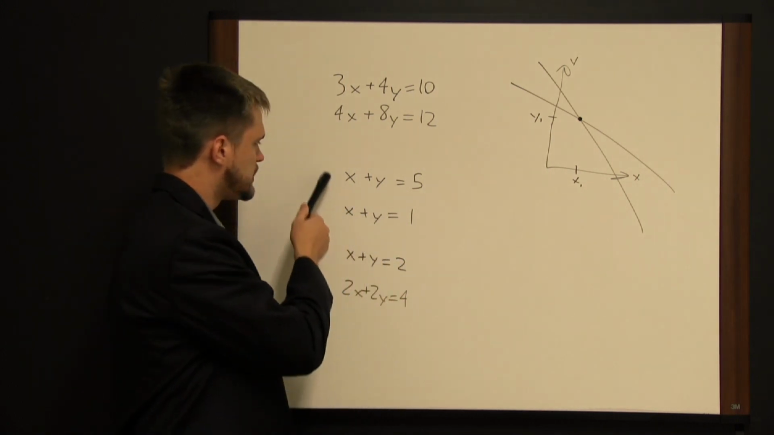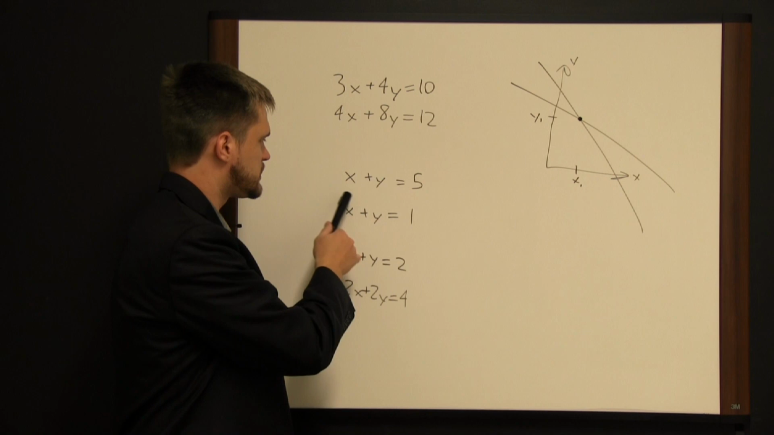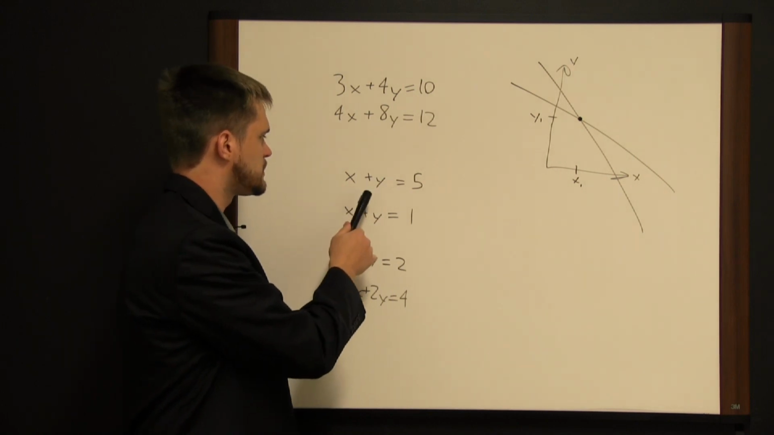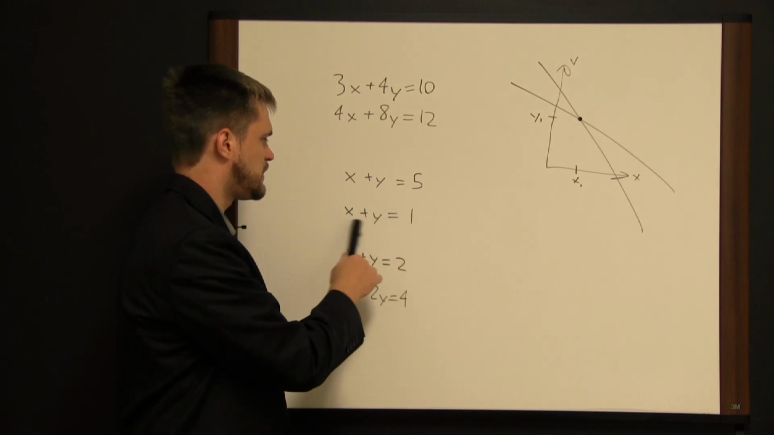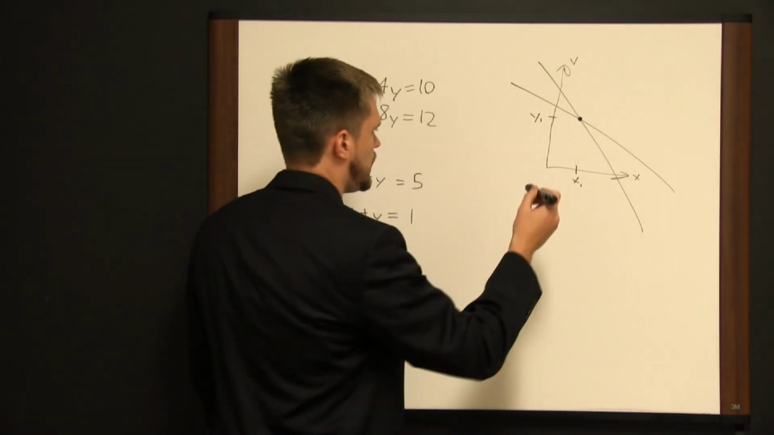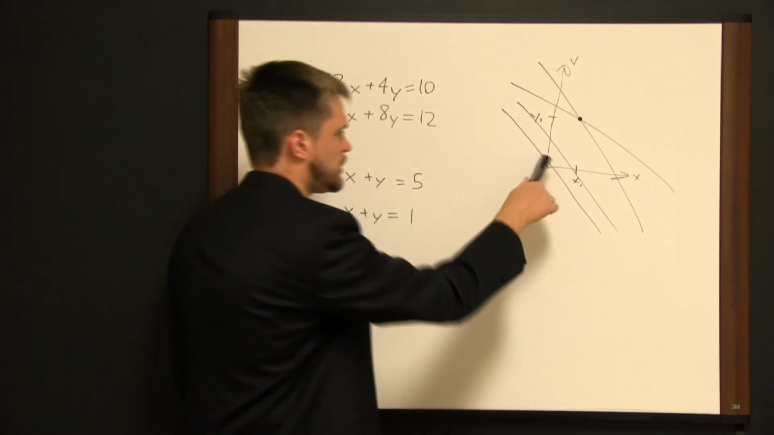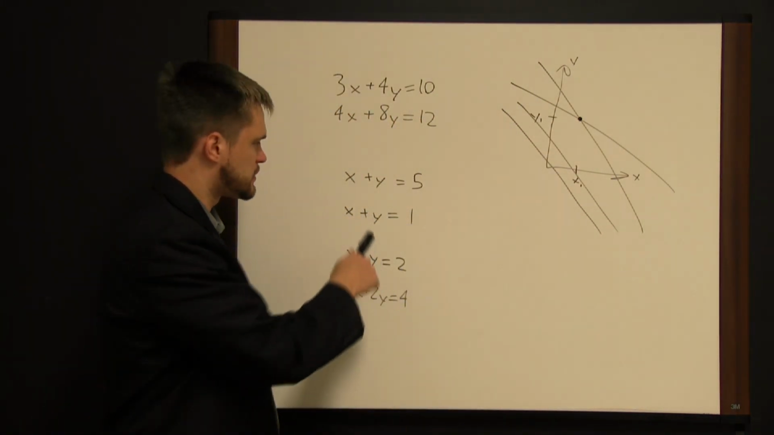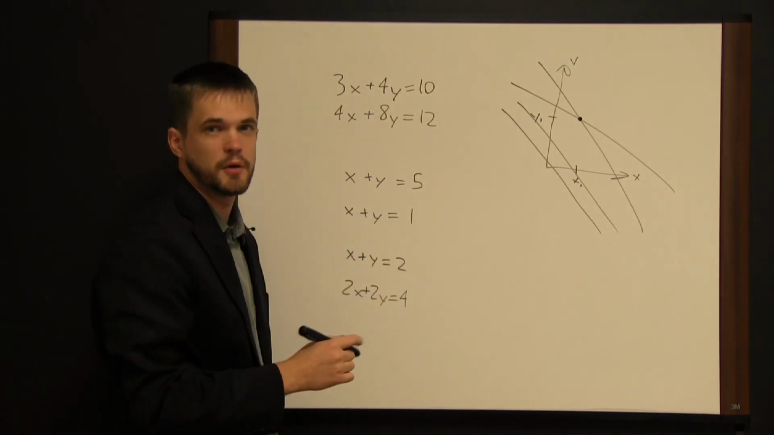And in this case here where we have the contradictory equations, this would essentially be parallel lines. The equations x plus y equals 5 and x plus y equals 1 would look something like this. You'd have these two parallel lines that never intersect. And so that's why you can't solve these for either variable.